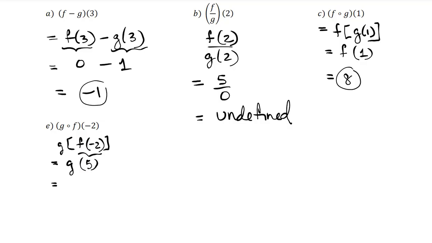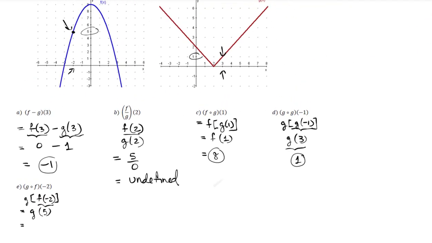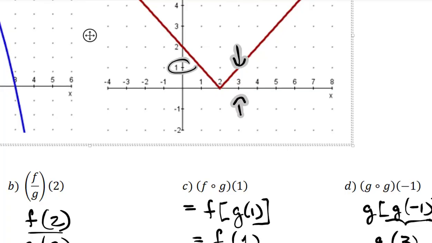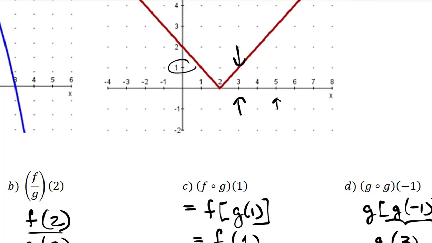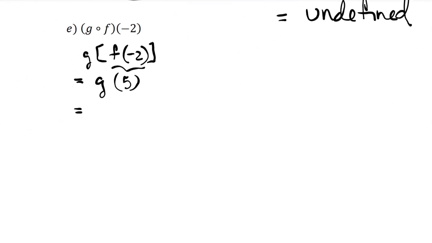And now g of 5, using the second graph, when x is equal to 5, the output value there is the number 3. And that's the function value for part E.